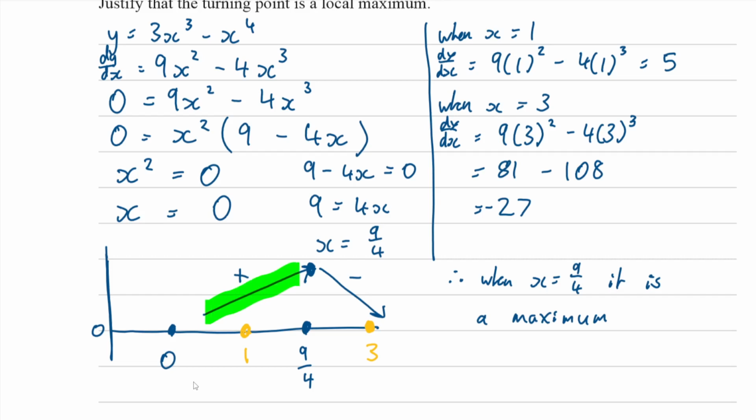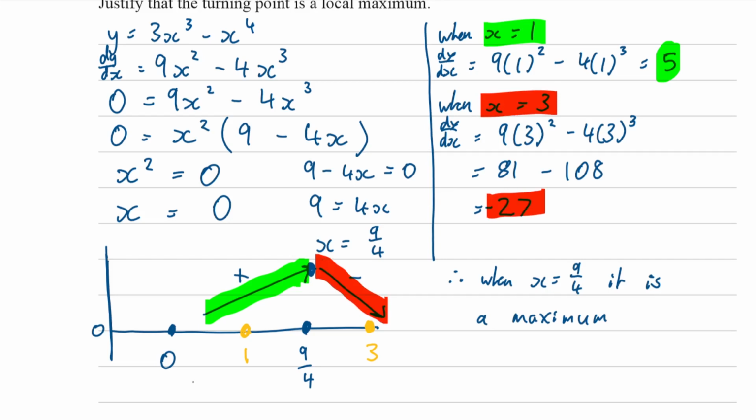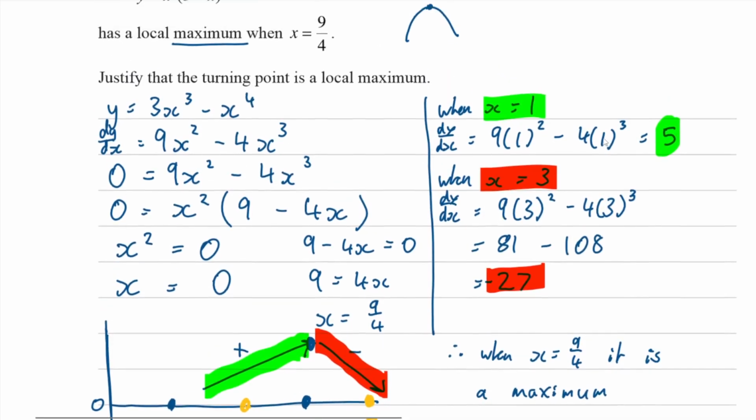Right, so positive gradient, and then negative gradient. Positive and then negative. Cool. So that is enough to justify it. So you can stop watching now, go enjoy your day, but I will show you another method if you're interested.